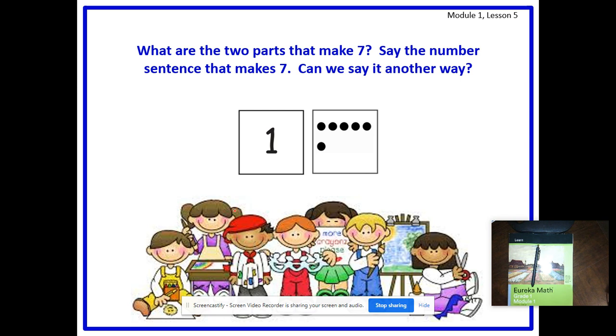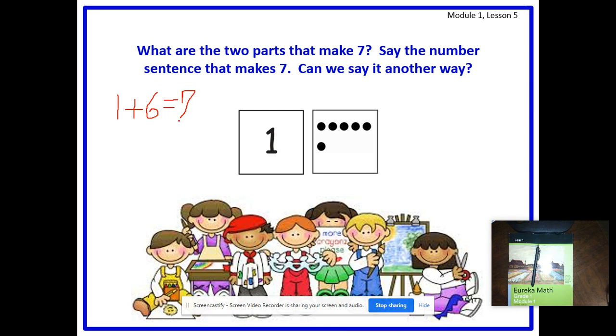Yes, 1 and 6. Now, I'm going to write it down as a number sentence. 1 plus 6 equals 7. Say the number sentence that makes 7. Start with 1. Get ready. We should have said 1 plus 6 equals 7.